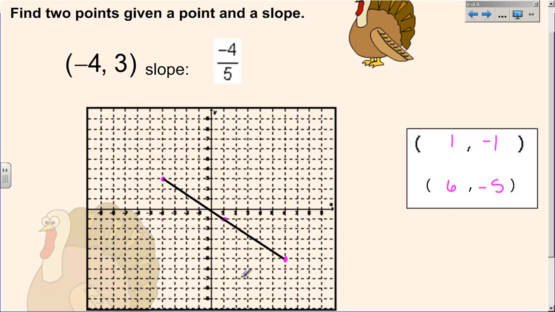So there are 2 points given a point and the slope. So you just plot the original point and then use your rise over your run to get to the next one. And I could keep going, but it only asks for 2, so that's all we're going to do.